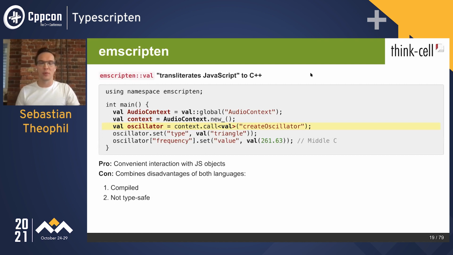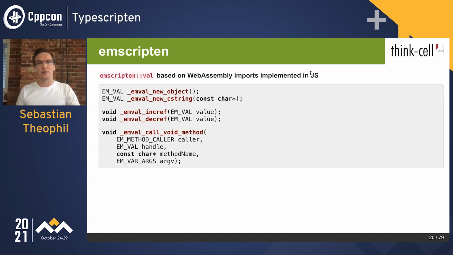Still, it is impressive that this works at all. Let's take one moment to check how that is actually implemented, how that actually works. From my last few slides, you can probably guess that this emscripten functionality is also implemented based on some JavaScript functions that are imported into our WebAssembly world. These JavaScript functions let us create new objects, translate C strings to JavaScript strings, or call methods on JavaScript objects.